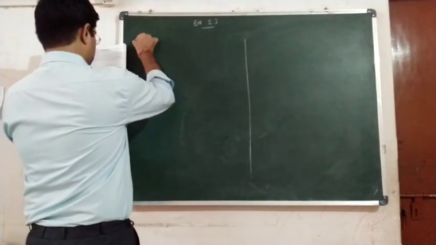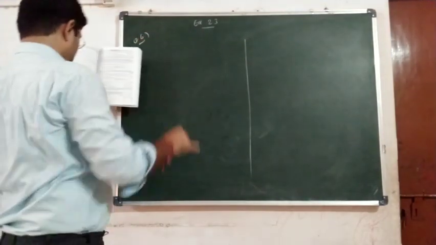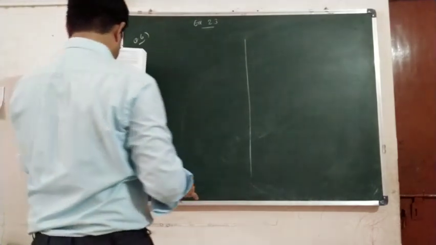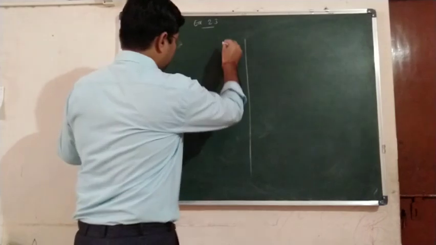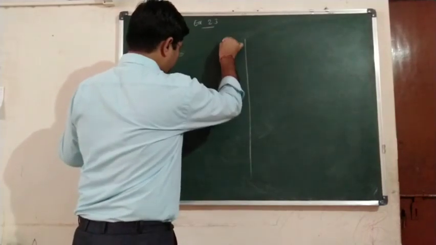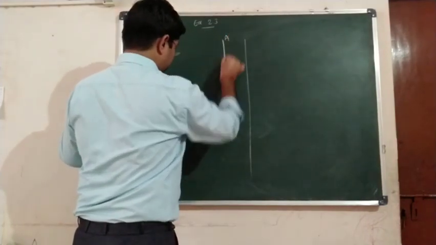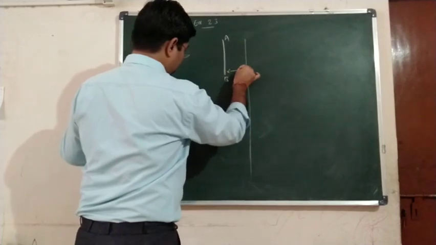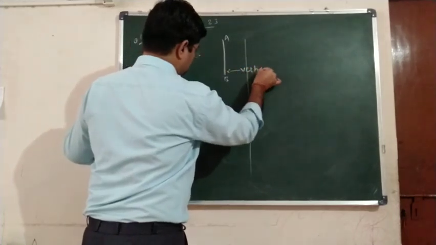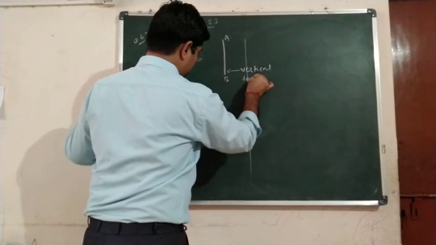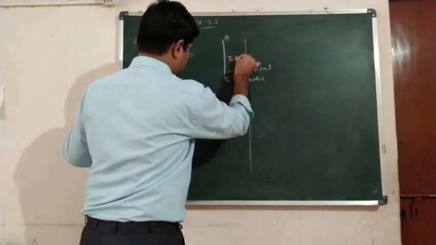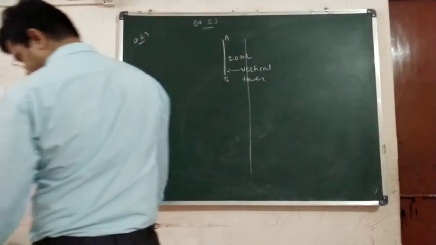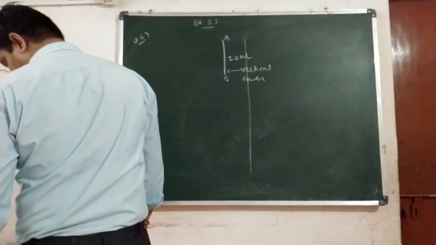Question number 6. A vertical tower is 20 meter high. The height of a tower is given. Suppose AB is a vertical tower. This is a vertical tower. Height is given as 20 meters.